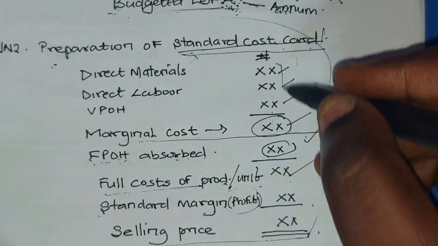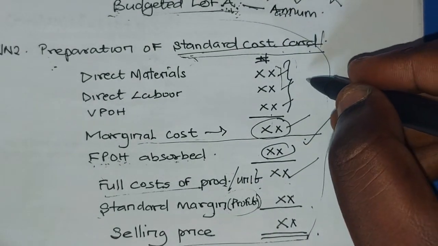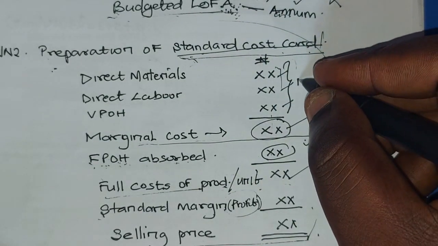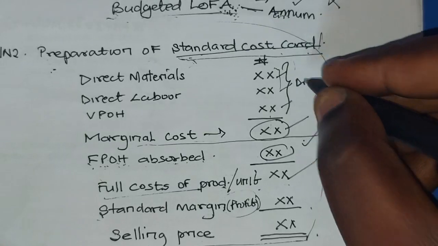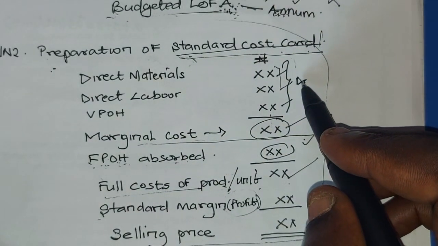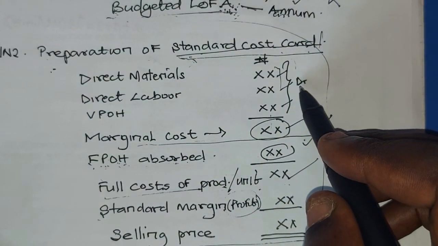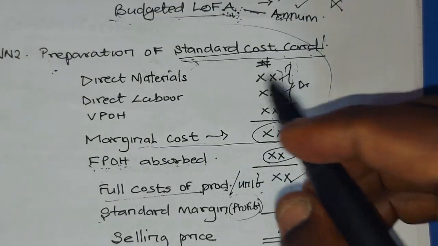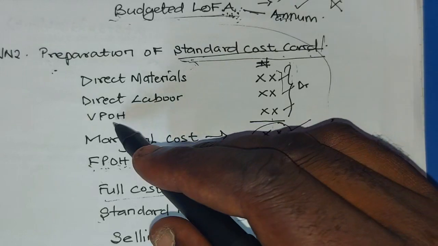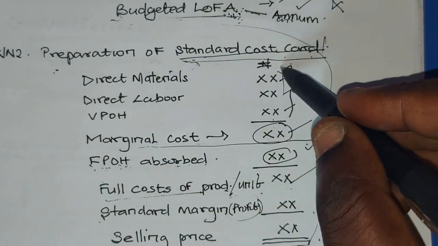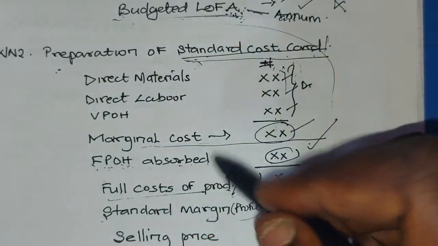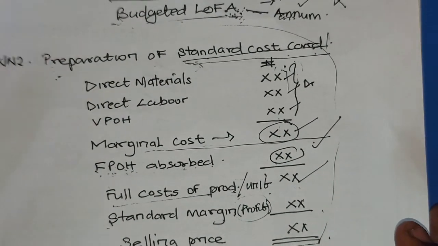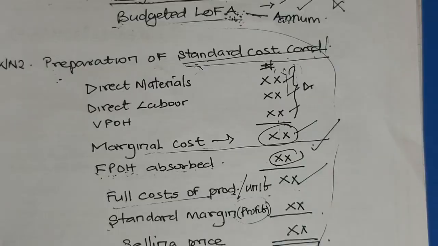And what is marginal cost? Marginal cost is nothing but the addition of all the direct production costs. They are called marginal costs. So direct material, direct labor, and variable production overhead are all the components of marginal cost in costing. So let's get started by writing.